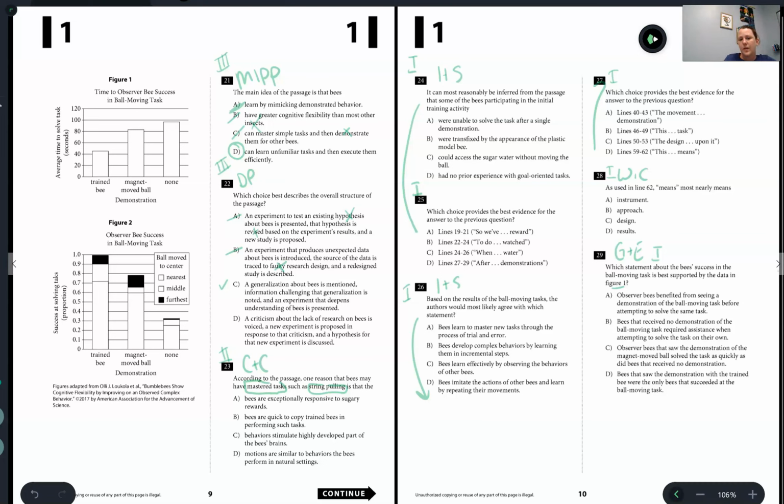A criticism about the lack of research on bees is voiced. No, we don't start off the article by saying that there's not enough research on this. A new experiment is proposed in response to that criticism, and a hypothesis. No, D is incorrect. So C is our answer.